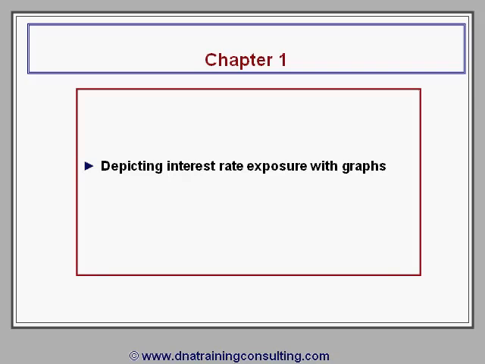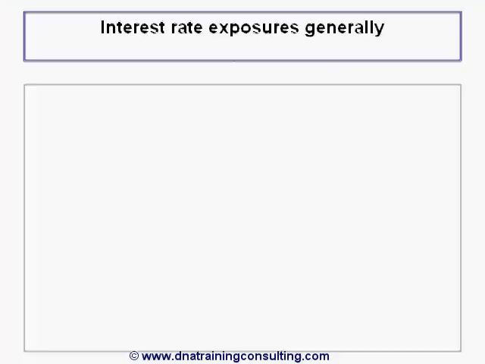This chapter 1 teaches you to depict an interest rate exposure by means of a simple graph and to explain and quantify the consequences of leaving the exposure unhedged. We begin by taking the simplest of all interest rate exposures, one that arises in the ordinary course of a company's borrowing operations.